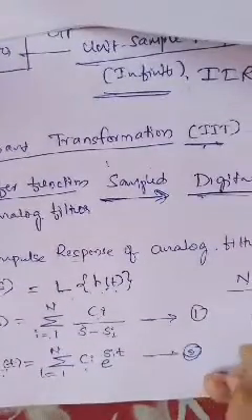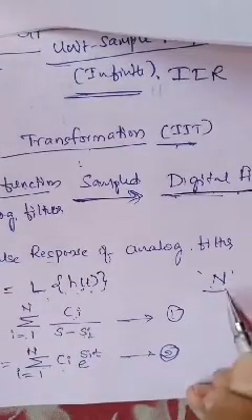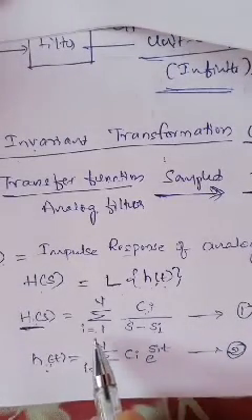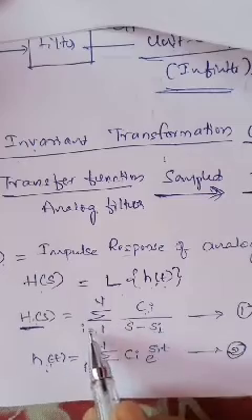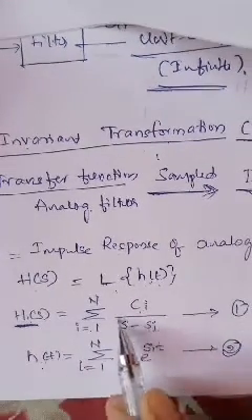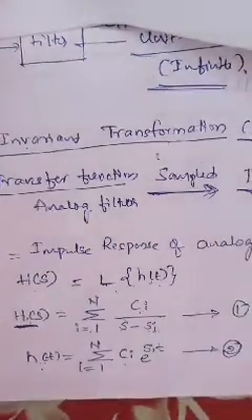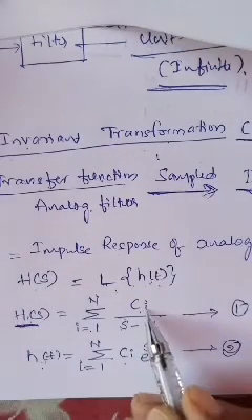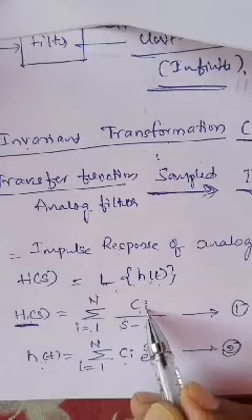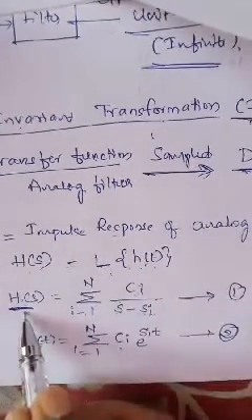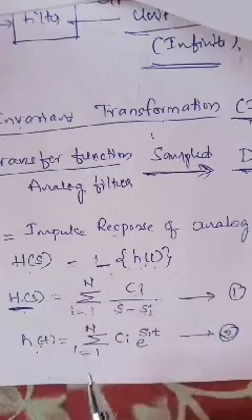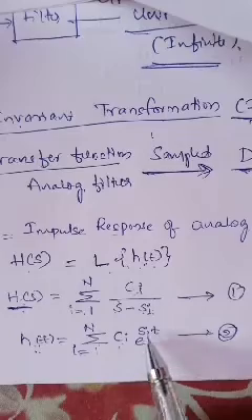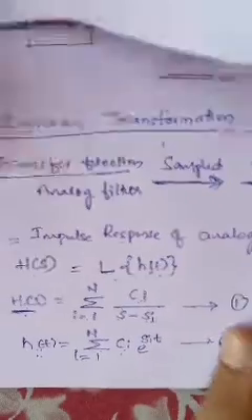n distinct poles, capital N distinct poles, it can be expressed by the partial fraction expansion method, that is H of s equal to summation over the limits i equal to 1 to N of Ci divided by s minus si, where Ci is the constant associated with the partial fraction expansion of H of s. Corresponding to the impulse response h of t, we can write h of t equal to summation over limits 1 to N of Ci e to the power si t. Let us represent this as equation 2.